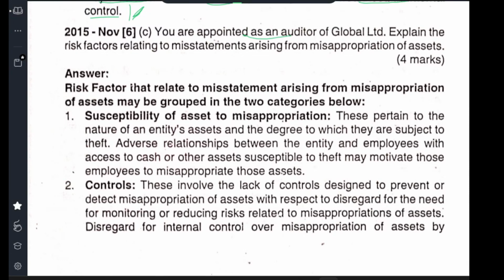You are appointed as an auditor of a global limited. Explain the risk factor relating to misstatement arising from misappropriation of asset. So you are the auditor. You want to explain the risk factor relating to misstatements arising from misappropriation of asset. If an asset is misappropriated, then what happens?